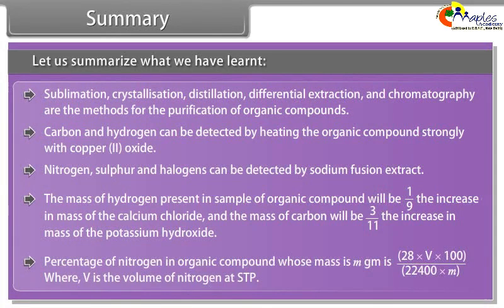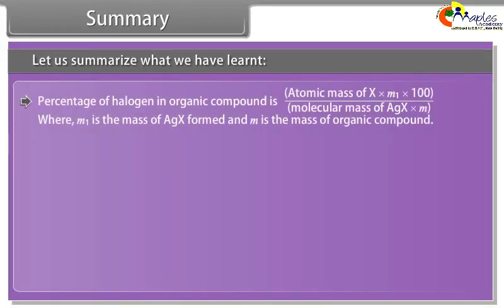Percentage of nitrogen in an organic compound whose mass is m gm is 28 into V into 100 divided by 22,400 into m, where V is the volume of nitrogen at STP. Percentage of halogen in organic compound is atomic mass of X into M1 into 100 divided by molecular mass of AgX into M, where M1 is the mass of AgX formed and M is the mass of organic compound.